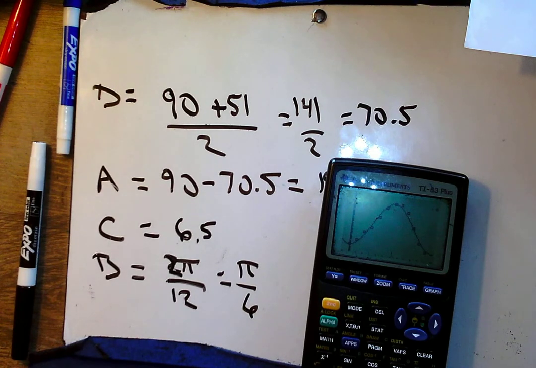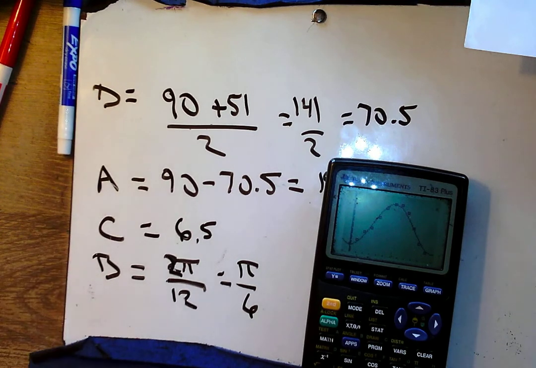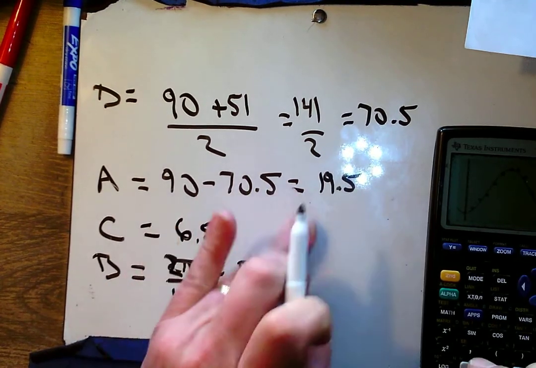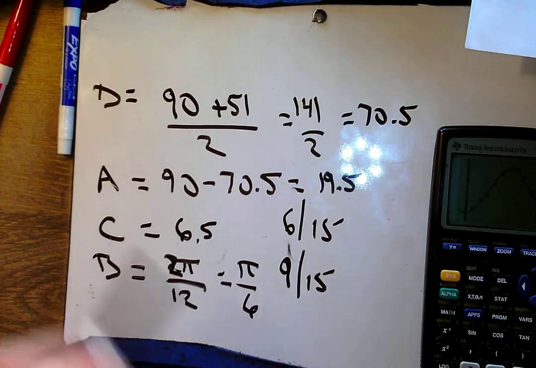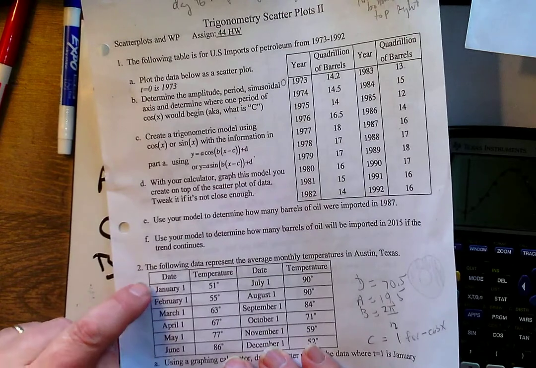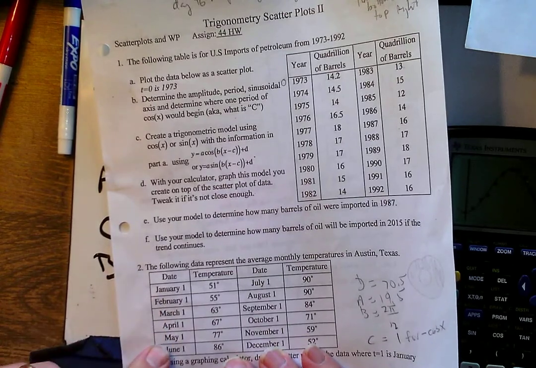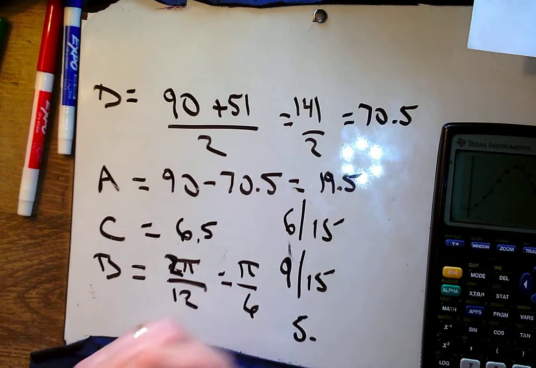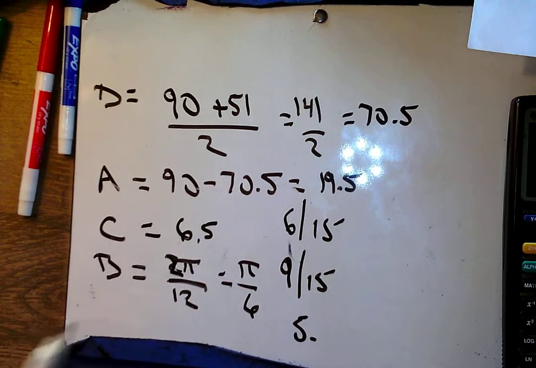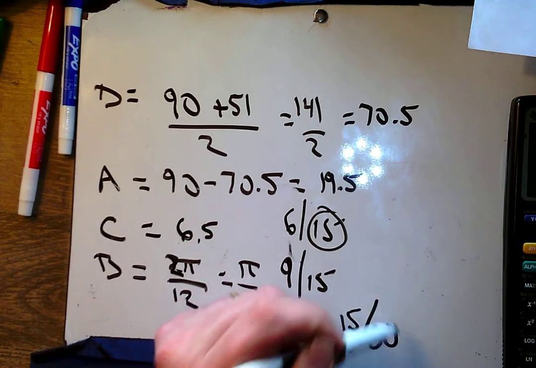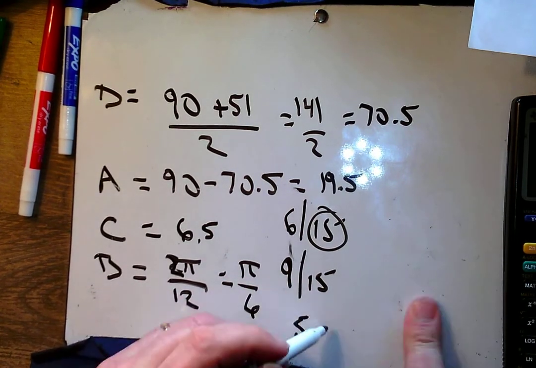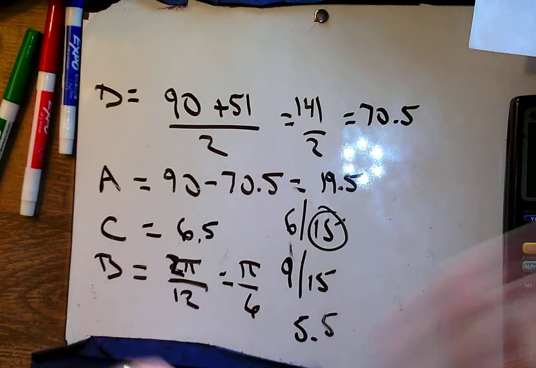Part D: use your equation to predict the temperature in Austin on June 15th and September 15th. Okay, so remember, we started with January, so that was 0, 1, 2, 3, 4, 5. So 5 point what? Well, 30 days has September, April, June. So we want 15 over 30. Well, that's half. So I'm going to have 5.5 as my input.